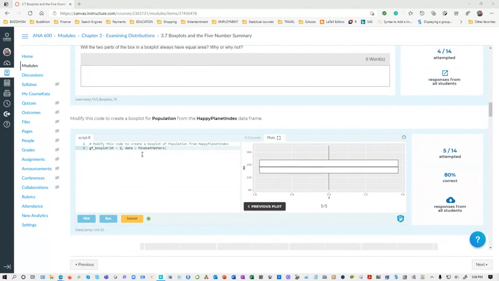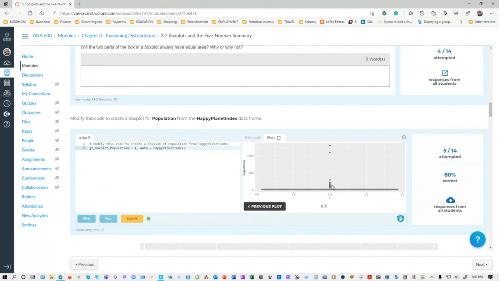Happy planet. See, mindset matters. I'm going to change this one to happy planet. Excuse me, English. That one, it's not the weight. I'm going to take the population. So many.